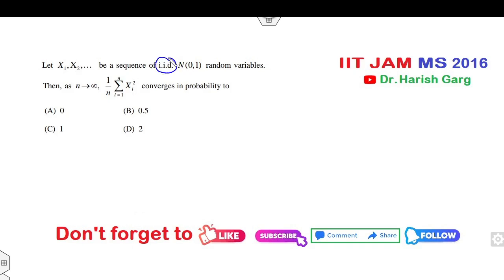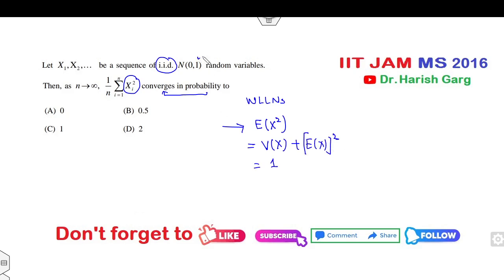The Xi's are IID and they are talking about the convergence in probability. So by the weak law of large numbers, we can say this number will converge to the E of x square. Fine. How can you find the E of x square? I can use the definition of the variance. So what is the variance? 1. Mean is 0. The answer 1 is the correct answer.